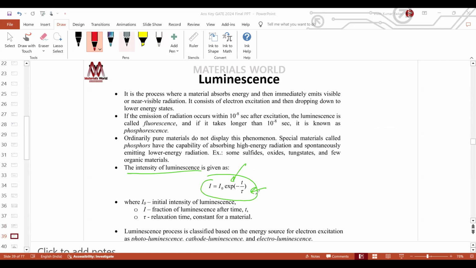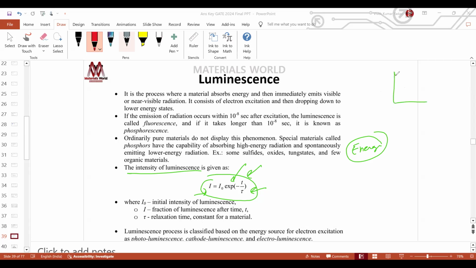Please remember this equation, they can ask. This is a typical equation that is also given in Callister, in terms of refractivity and reflectivity. Depending on the energy source, you can divide them accordingly. So what is luminescence? Let me tell you the definition of luminescence.